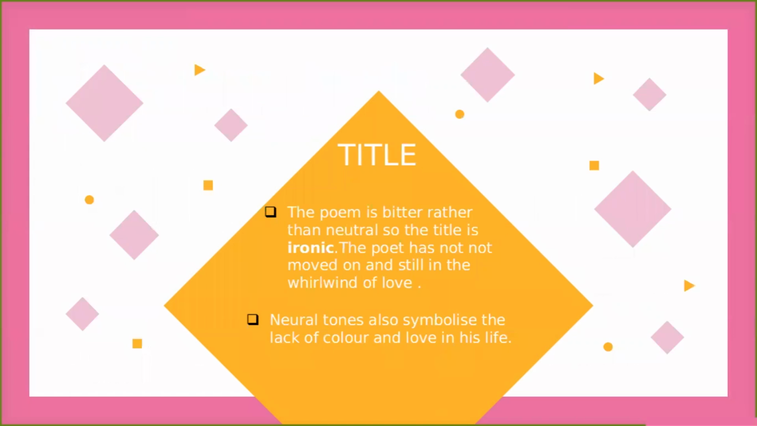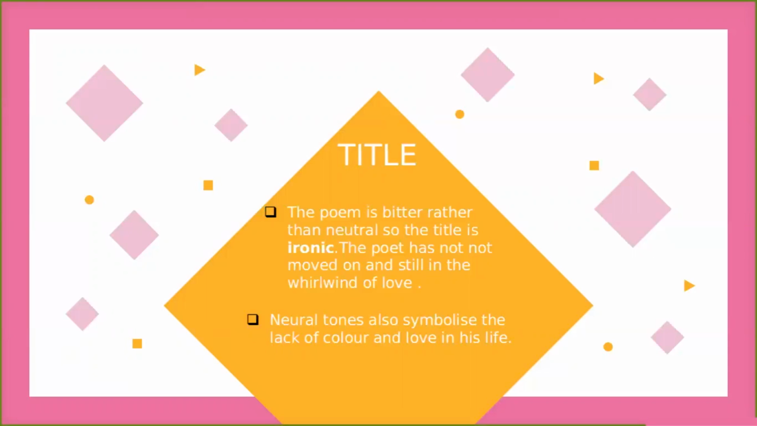So moving on to the title, which is "Neutral Tones." The poem is bitter rather than neutral. So the title is ironic because the poet doesn't feel neutral towards the breaking of the relationship. He doesn't feel okay or fine after the breakup. He is hurt, pessimistic and sorrowful. So the poet has not moved on and is still in the whirlwind of love.